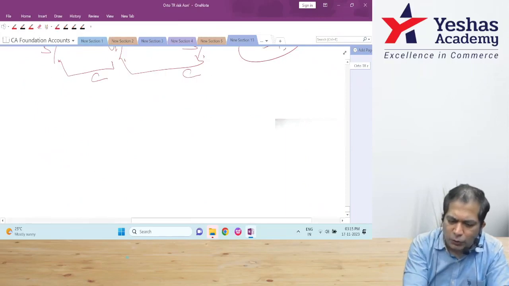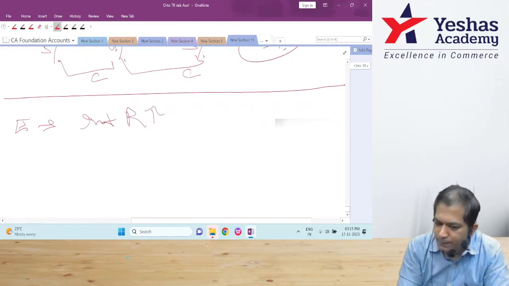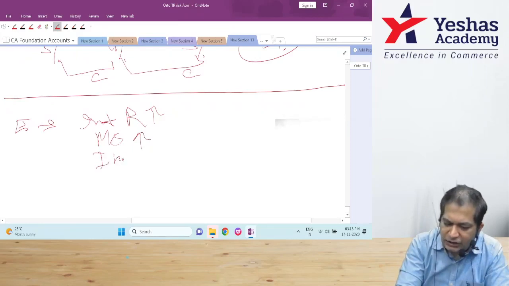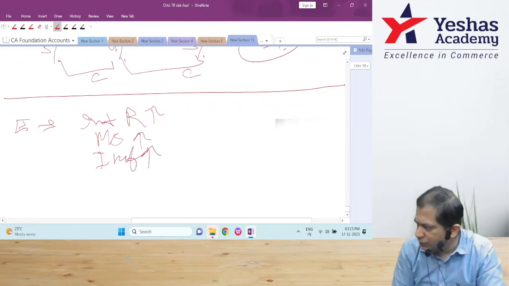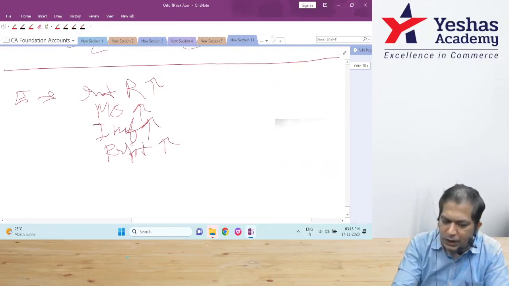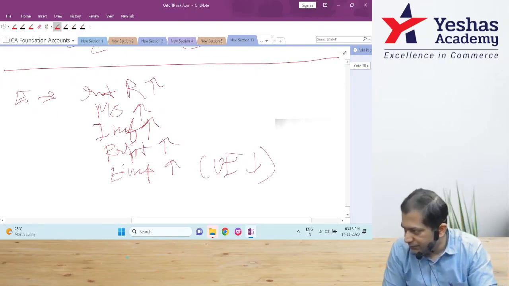Right. So expansion में remember interest rate increase होता, money supply increase होता, inflation increase होता, business profit increase होता, employment increase, or you can say unemployment decrease. Clear?